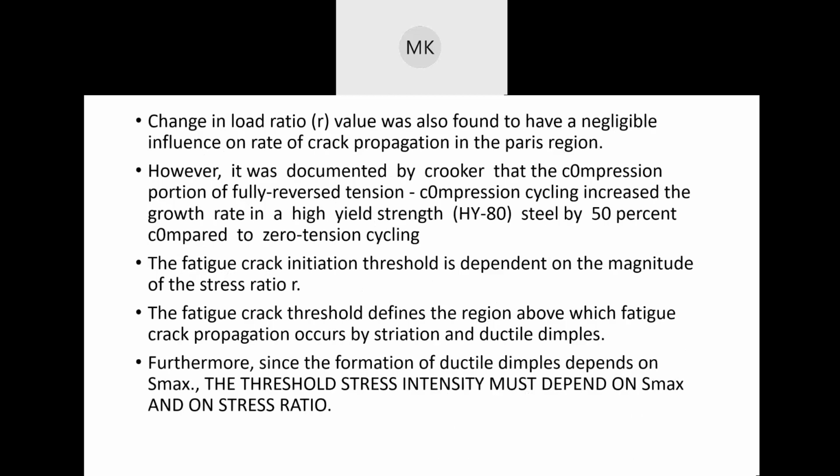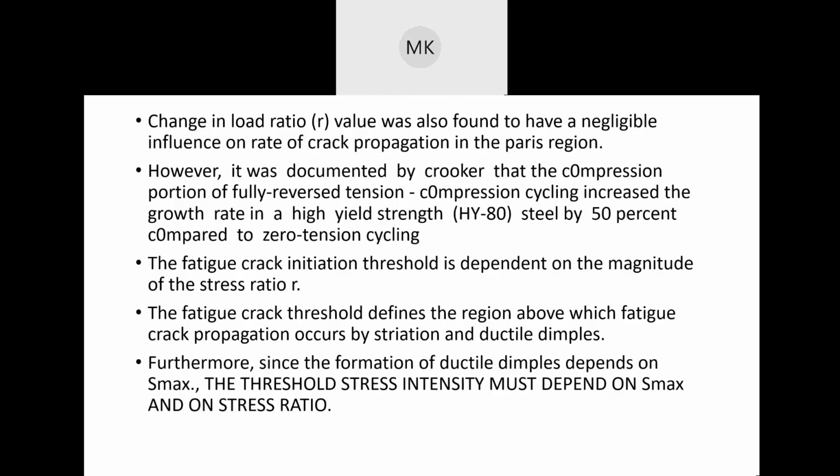Change in load ratio also has a negligible influence on the rate at which the crack grows in the material. But when you have a fully reversed tension-compression test, when you have a -1 load ratio, the growth rate increases in the material. This is because of crack closure, because in every cycle, you're going to go to zero and close the crack, and then open it again when you go into the positives.